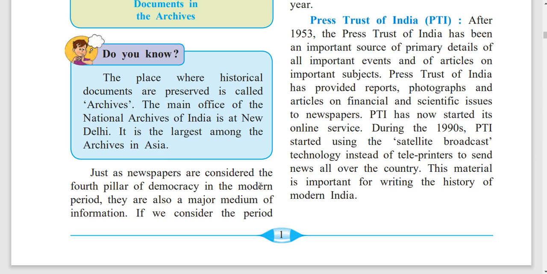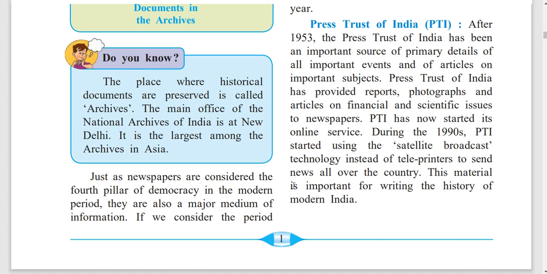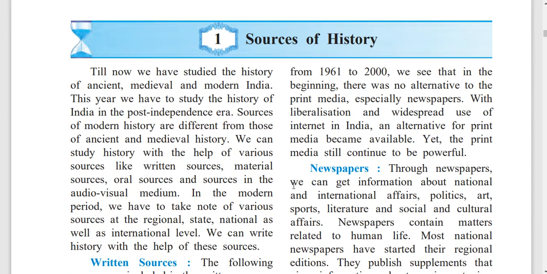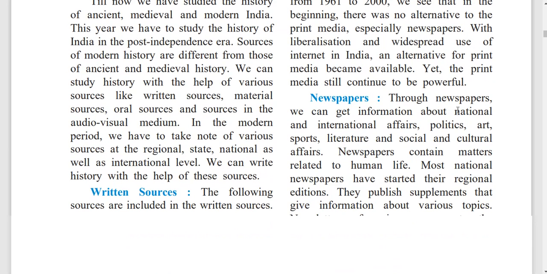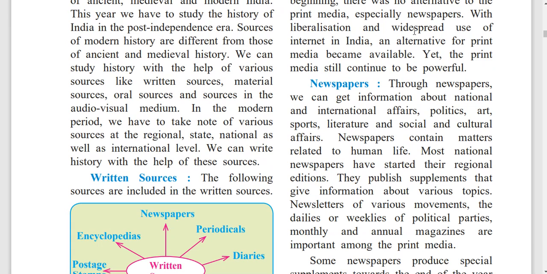Just as newspapers are considered the fourth pillar of democracy in the modern period, they are also a major medium of information. If we consider the period from 1961 to 2000, we see that in the beginning there was no alternative to the print media, especially newspapers. With liberalization and widespread use of the internet in India, an alternative to print media became available. Yet the print media still continue to be powerful.